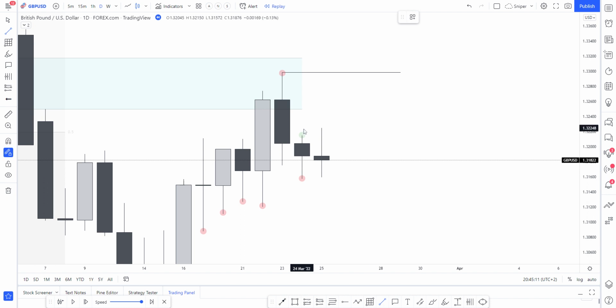Then we can also have a look at this week. We can see that previous day, this is Friday, already traded above this area, took the liquidity above this area, and we rejected towards the downside.